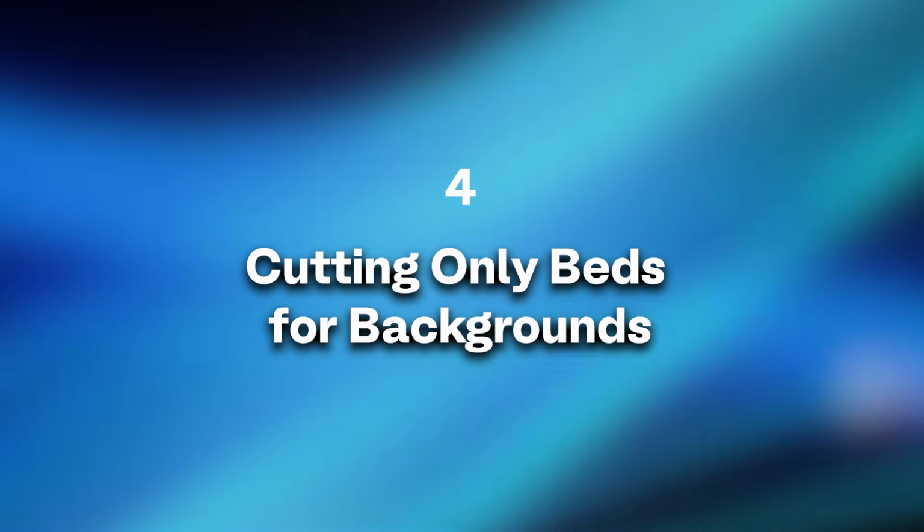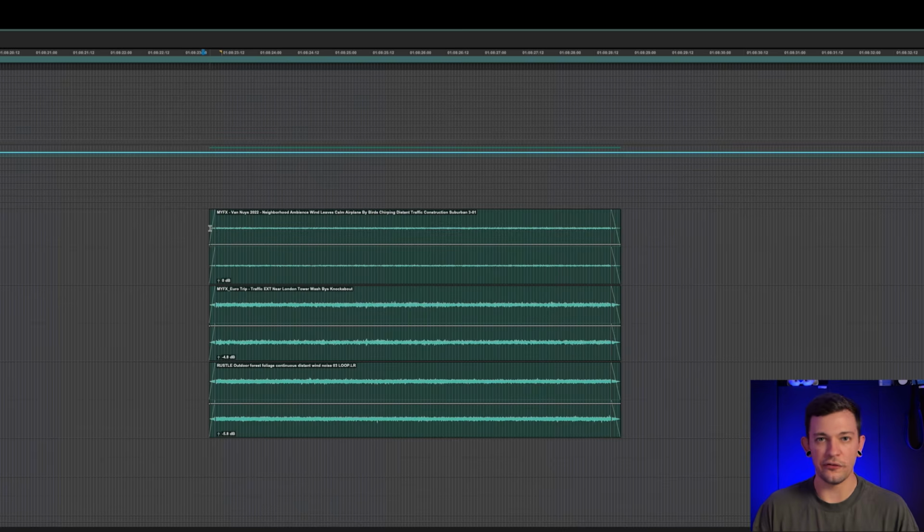Okay, fourth mistake. When editors cut only beds for backgrounds instead of using specifics. You'll hear just what a difference can be made in just over 5 seconds with these two different examples. This first example is a great example of how I would normally receive some backgrounds from a junior editor when I ask for wind, birds, and traffic.